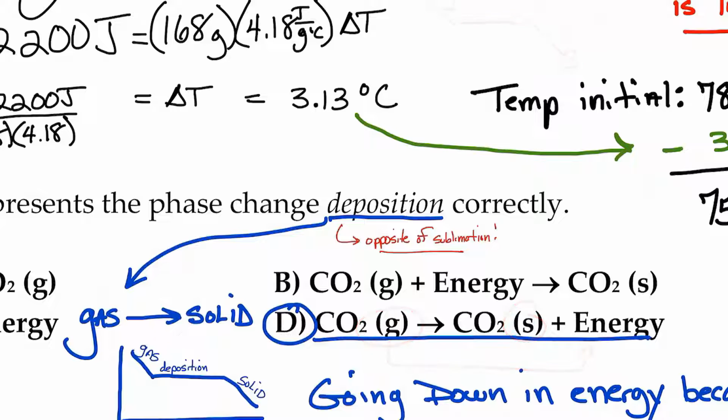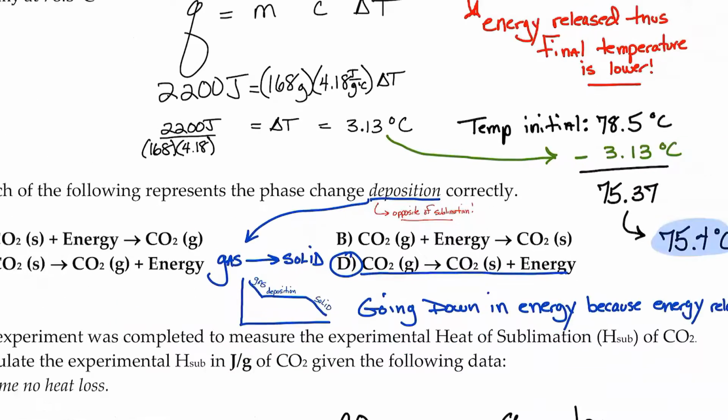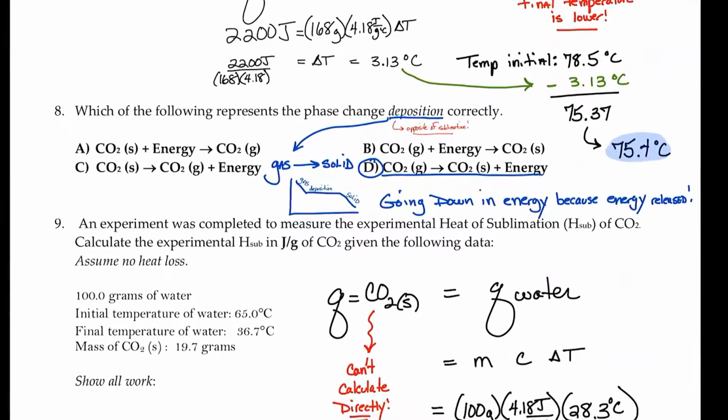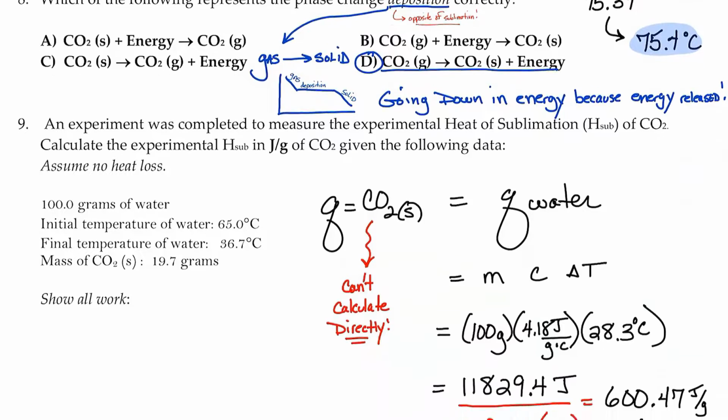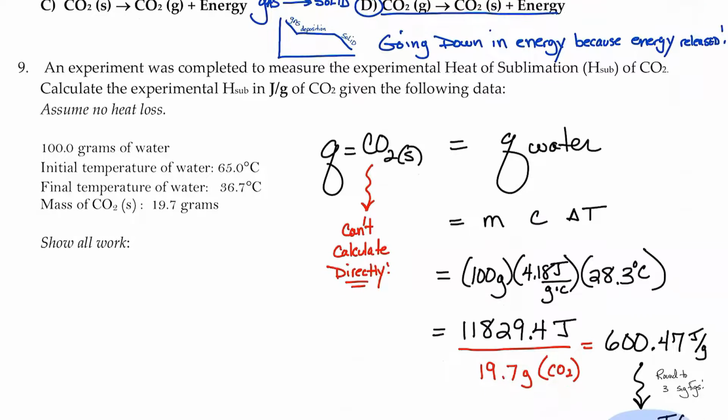And it goes down because energy is released. It's exothermic. All right? So that's how that works. Going on to the lab question, this is very much like what we've been doing in our experiments, whether it's the Cheeto lab or the heat of fusion, the ice cube lab.